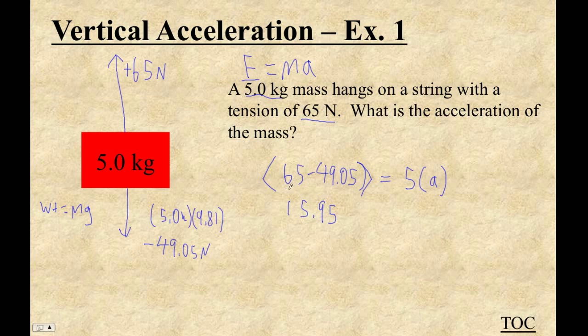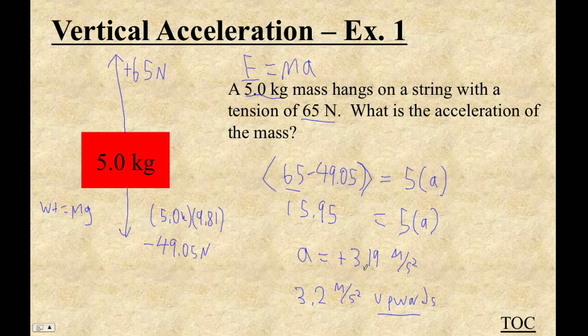Because this upward force is bigger than the downward force, this is definitely going to be an upward acceleration. So 5 times a, and then I'm going to divide by 5, and I get 3.19. Now we only have 2 sig figs here, so I guess we'd have to say 3.2 meters per second squared upwards.